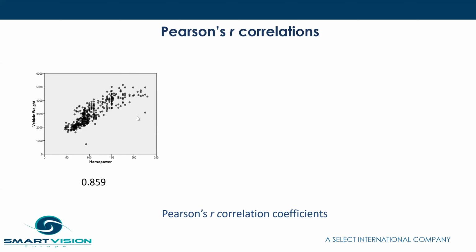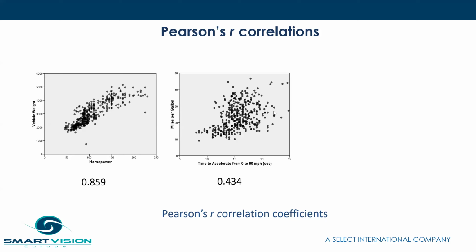There are a few exceptions, as you can see. There's a few cars that don't really fit that pattern, where they've got really strong horsepower but not much weight attached to them. Maybe there's some sort of sports car or something like that. Whereas this is a weaker relationship. It's much closer to 0. It's not completely random, but this is time to accelerate from 0 to 60 against miles per gallon.